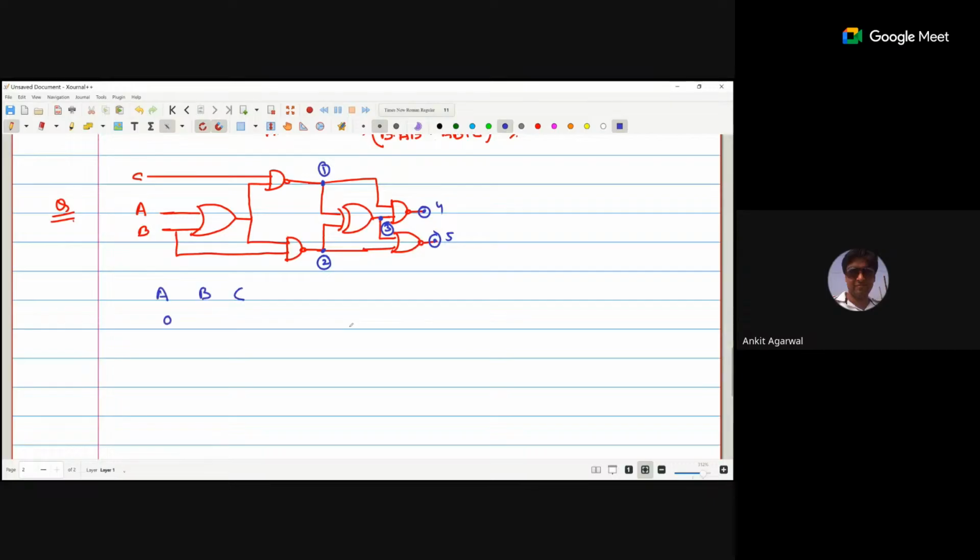ABC: 010, 110, and 011. Find the output at point 1, point 2, point 3, point 4, and point 5.